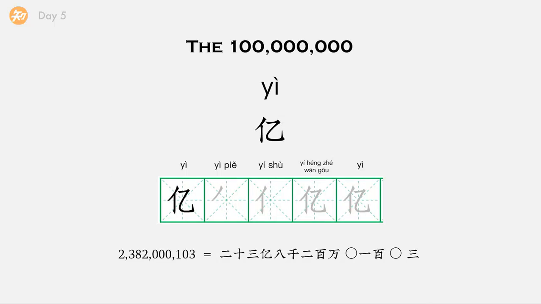Now, we'll be learning the last one, which is 100 million in English. We call it yi. The stroke orders are simple. The numbers bigger than 100 million can also be pronounced like 万. They obey the same rule. For example, 2,382,103 is called 23,820,103. But we will not be getting into details of this. It's okay that you just know what yi stands for.